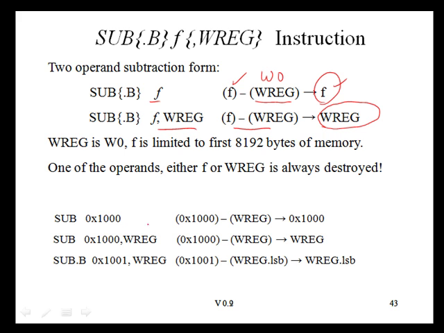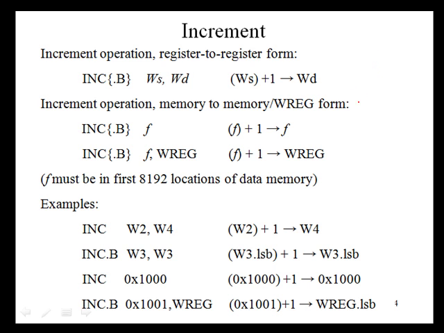Here are some examples. Here we're going to take the contents of memory location 1000, subtract from that the contents of WREG, which is W0, place the result back in 1000. Here, in this example, the result is going to, instead of going to 1000, go into the working register. A very common operation is the increment operation, in which we add 1 to a value.